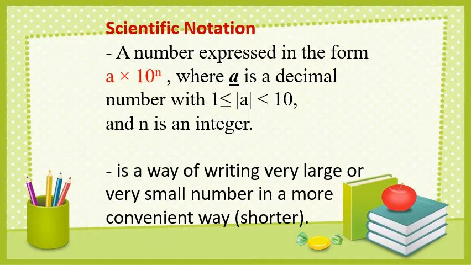What is scientific notation, class? Scientific notation is a number expressed in the form a times 10 to the power of n. This is the form of scientific notation, where a is a decimal number with an absolute value of not less than 1, but also not greater than 10.